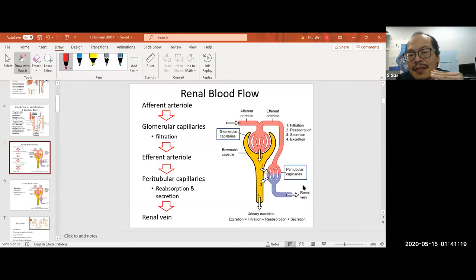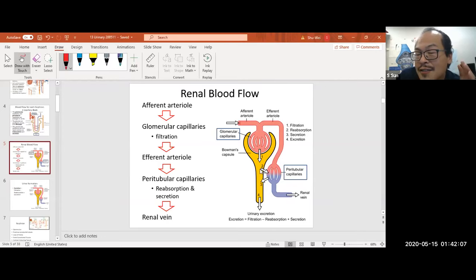Where we see filtration, reabsorption, and secretion, this all happens in the capillary, because only the capillary has a single layer of endothelium cells. So it has the structure capable of substance exchange. Substance exchange is a general term. Here in the urinary system, substance exchange includes filtration, reabsorption, and secretion. In the glomerular capillary, it's for filtration. In the peritubular capillary, we have the reabsorption.